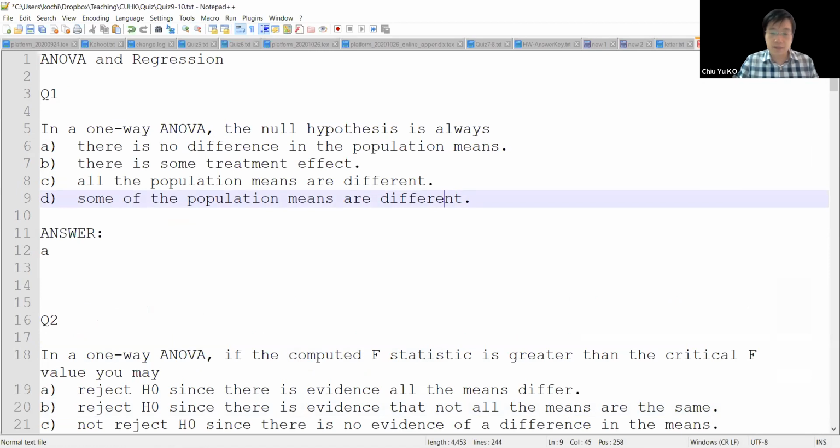Question 1 is very straightforward. The null hypothesis is always that there's no difference, and for the alternative, there's some difference. So the alternative is this one. Not all are different, that is not the case. And the assumption effect is also the alternative. So this is X0, X1. That is question 1.